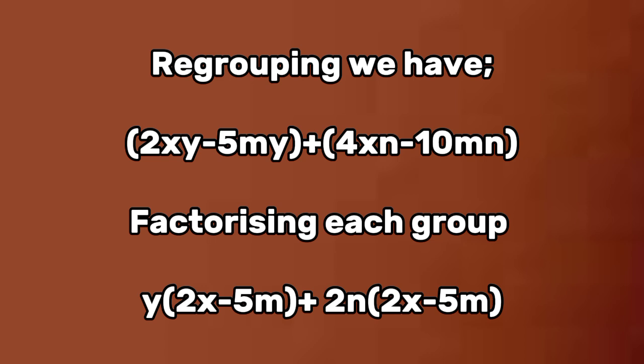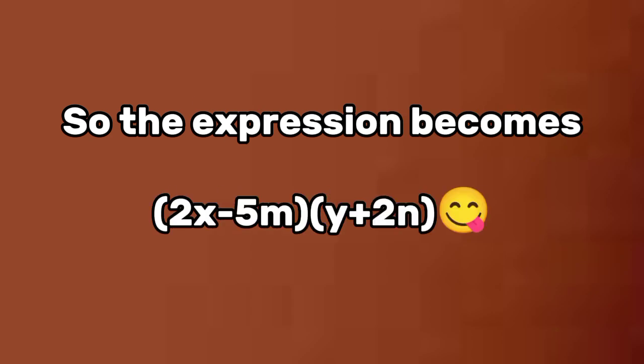And when you look at the second bracket, see that 2n is a common factor. When 2n divides 4xn, you'll be left with 2x. And when it divides minus 10mn, you'll be left with minus 5m. So the expression becomes 2x minus 5m, times y plus 2n. You see, that was very simple and easy.